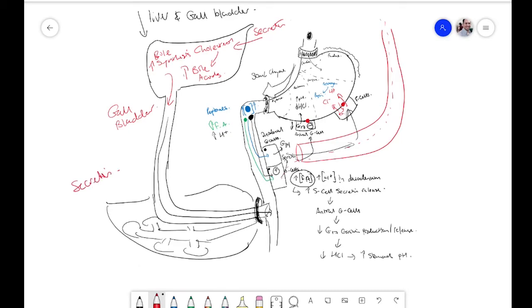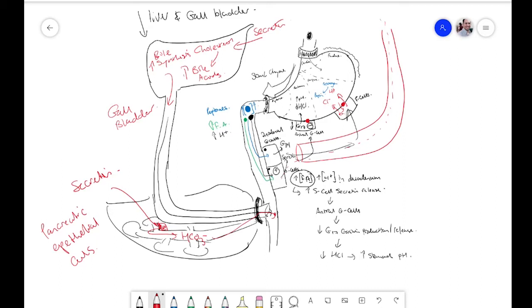It will act upon the, let's put it in there. Secretin will act upon pancreatic epithelial cells. And what will happen there is it will cause the pancreatic epithelial cells to produce and release bicarbonate, which will also join the duodenum.